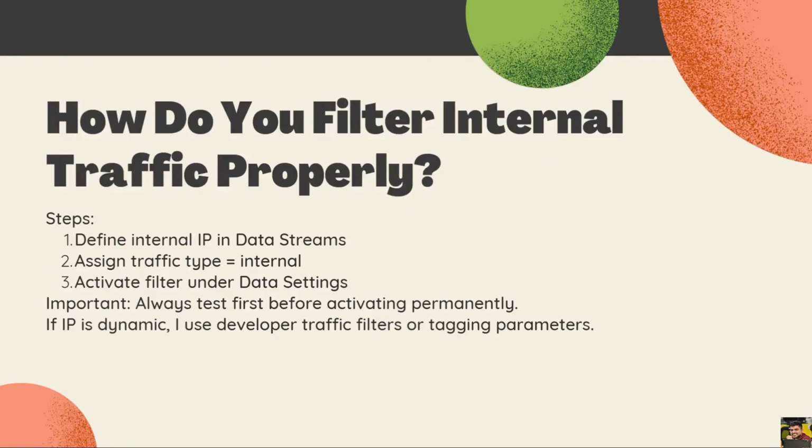How do you filter internal traffic properly? Steps: define internal IP in data streams, and I have made a separate video regarding this. Assign traffic type equals internal. Activate filter under data settings. Important: always test first before activating permanently. If IP is dynamic, I use developer traffic filters or tagging parameters.